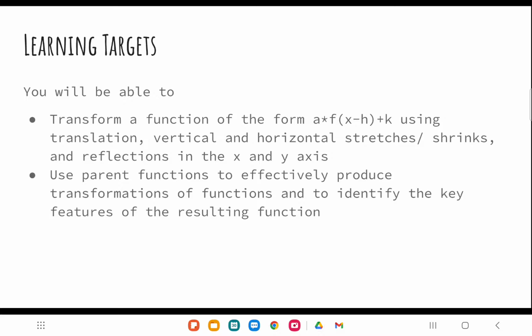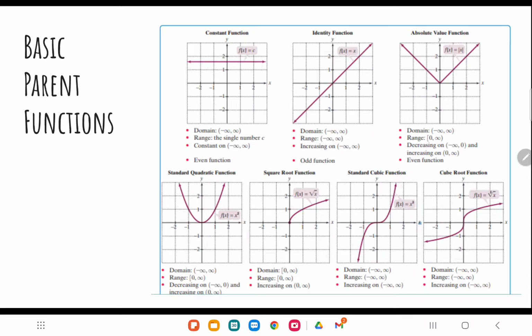Our learning targets for this lesson are to be able to transform a function of the form a times f of x minus h plus k using translations, vertical and horizontal stretches and shrinks, and reflections in the x and y axis. You'll also be able to use parent functions to effectively produce transformations of functions and to identify the key features of the resulting function.